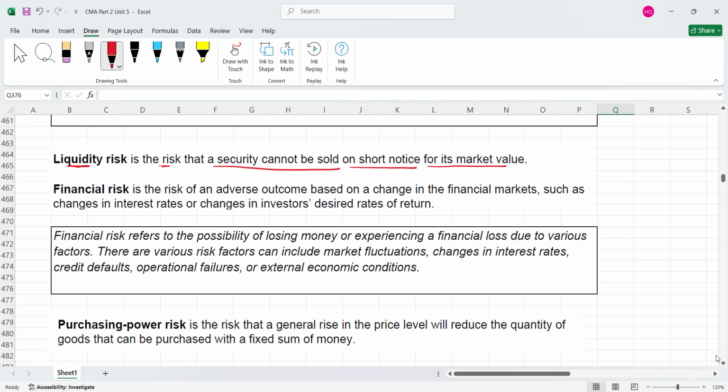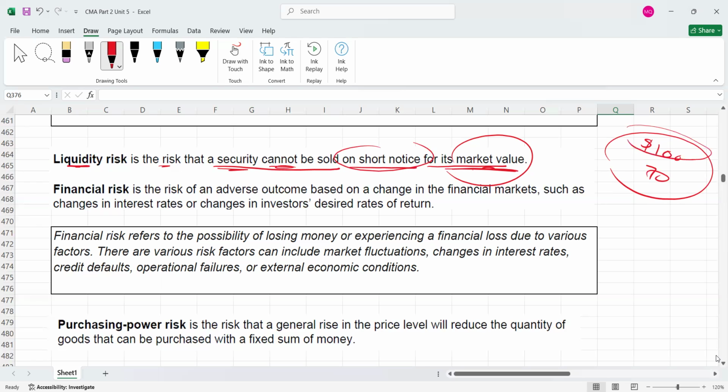So now what I have to do, obviously, maybe I will offer them a discount, right? Maybe the market value is, let's say, $100, and I will request them to buy at $70. So this is the liquidity risk. Liquidity risk is the risk that a security cannot be sold on short notice for its market value. You cannot sell at market value; you have to sell below the market value. So this is what is called liquidity risk.